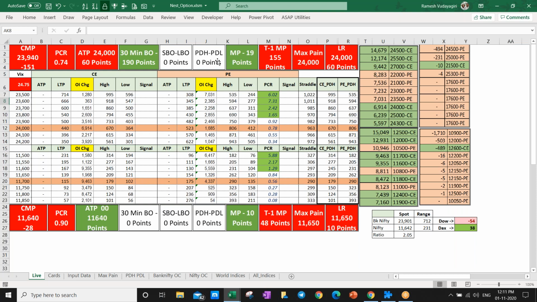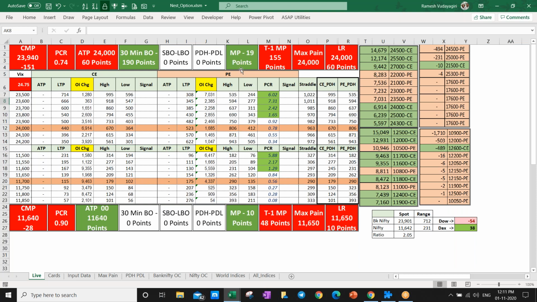Next is PDH, PDL. Whenever the price is going above the previous day high or going below the previous day low, you should take a position on that side also, because that is a very, very clear, strong indicator. When the price is going below the previous day low, the market is on the downside. That's another indication you get here. Next is the midpoint.